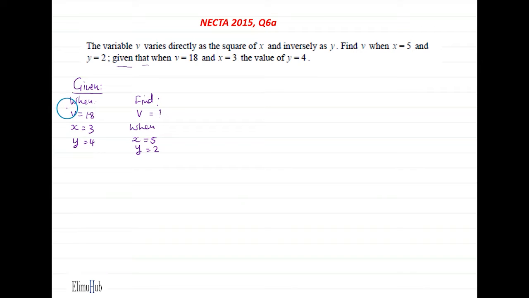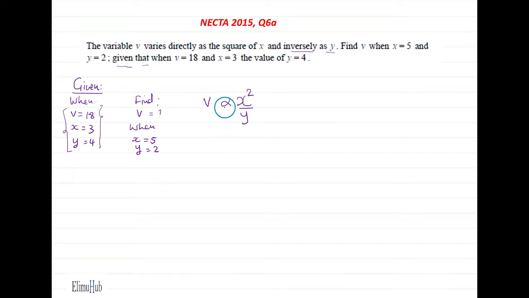So I have collected the data here for you just to make it clear what you have and what you need. We're given the first set, which looks like a full set of this relationship here, and we're missing v for the second lot. All right, so let's write these in terms of mathematics now. v is directly as the square of x, so we need to square the x, and inversely as y, so that goes as the denominator.